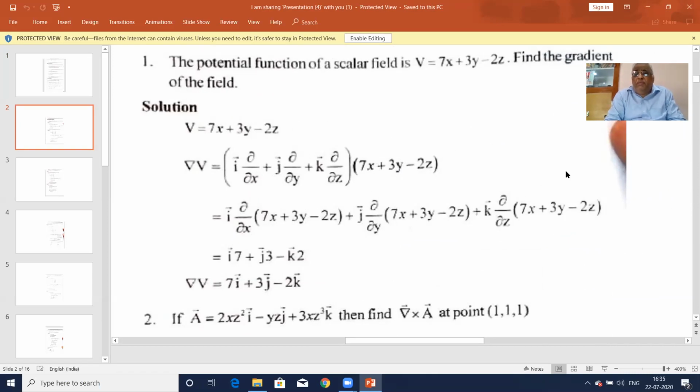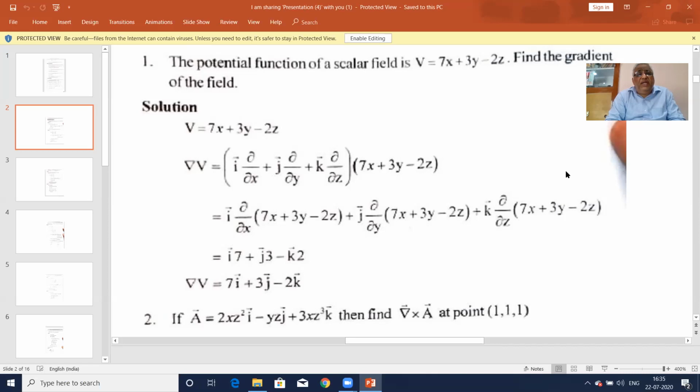How to solve this problem? First, the given function is V equal to 7x plus 3y minus 2z. We have to find grad V, where del is denoted as i dou by dou x plus j dou by dou y plus k dou by dou z. So gradient of V is i dou by dou x plus j dou by dou y plus k dou by dou z into 7x plus 3y minus 2z.